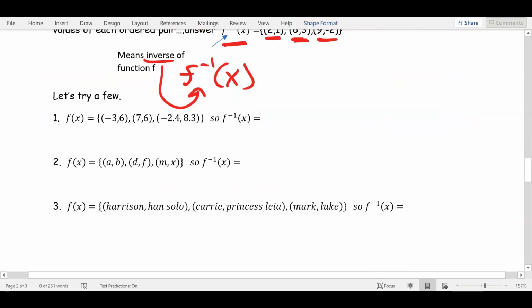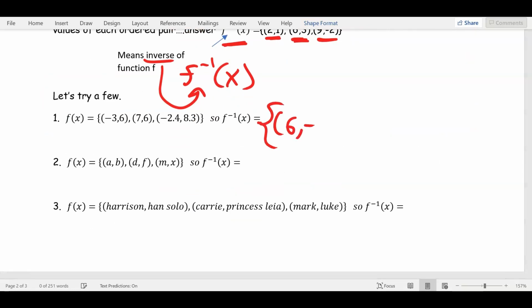Number 1, (-3, 6) becomes (6, -3). (7, 6) becomes (6, 7). And then (-2.4, 8.3) becomes (8.3, -2.4).